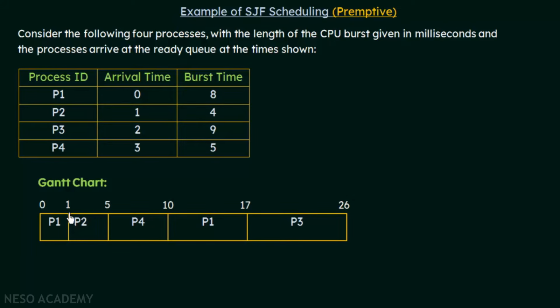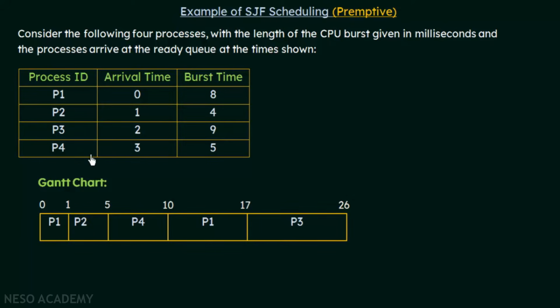So P2 got the CPU at the first millisecond, and at the second millisecond P2 has already completed 1 millisecond of execution. So the remaining time of P2 is now 3 milliseconds. So it is not 4. But at time 2, P2's burst time will be 3 milliseconds because it has already completed 1 millisecond of execution.